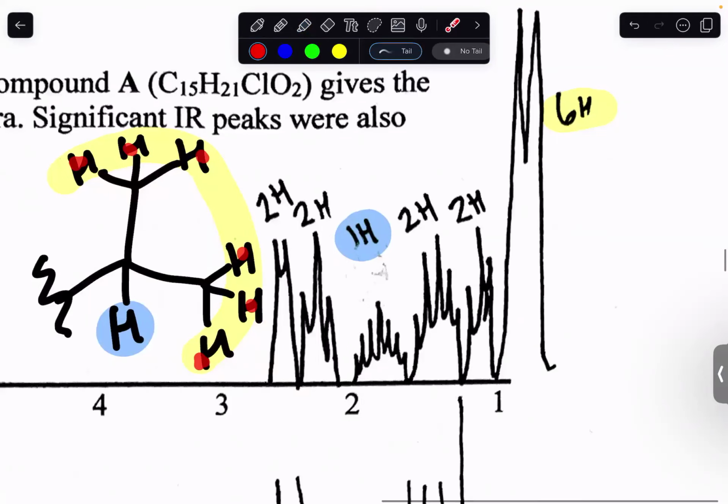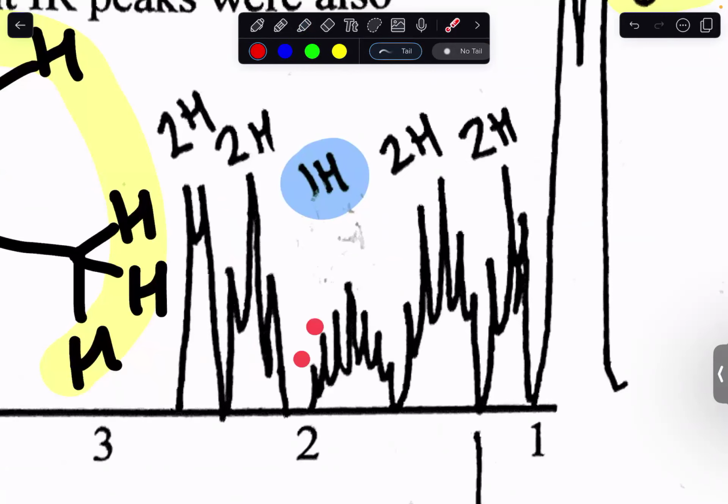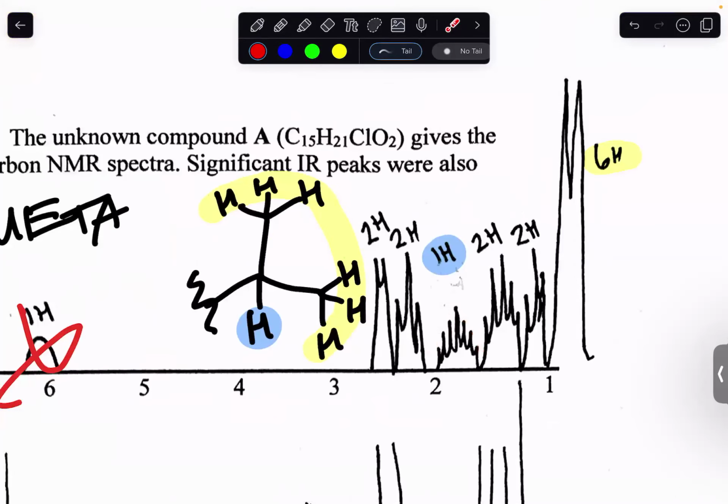But let's see how many it has actually. So 1, 2, 3, 4, 5, 6, 7 subpeaks, meaning that it will have 6 neighbors, right? That means that, do we want this carbon to have any hydrogens at all or no? Do we want to add more neighbors to this hydrogen? The blue hydrogen? No, right? We don't want to add any more hydrogens to that carbon, right?